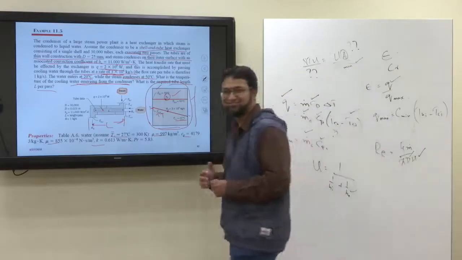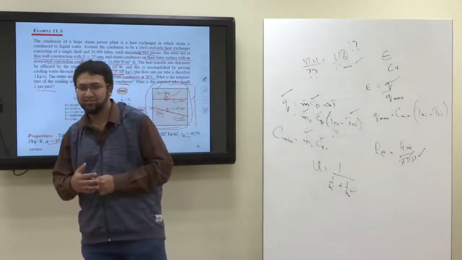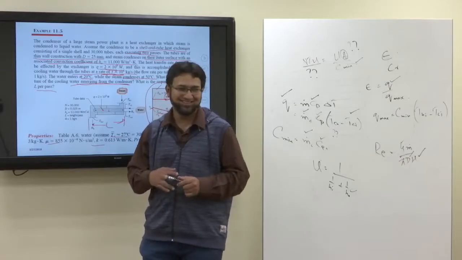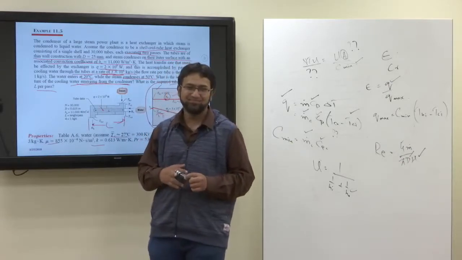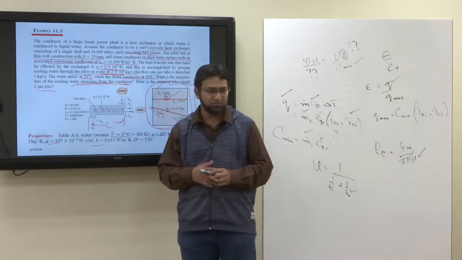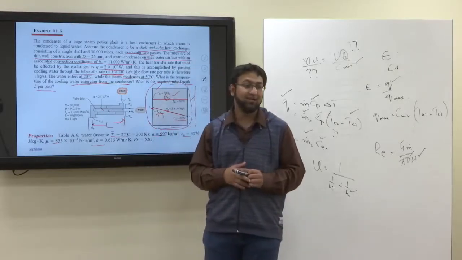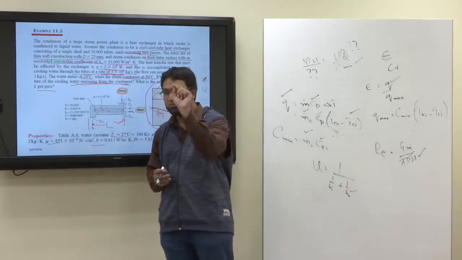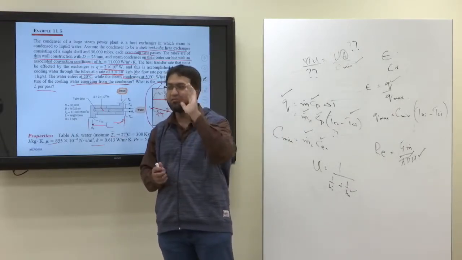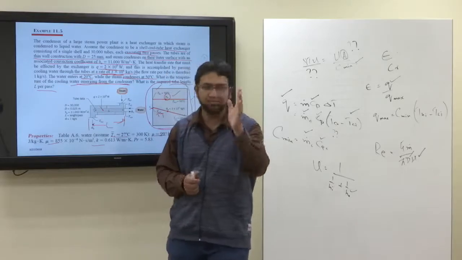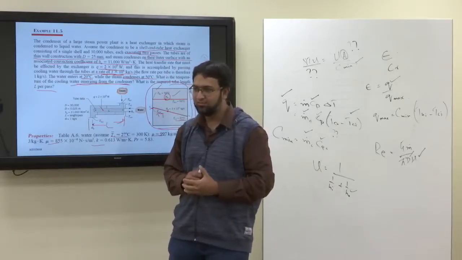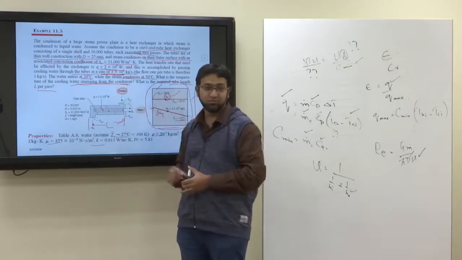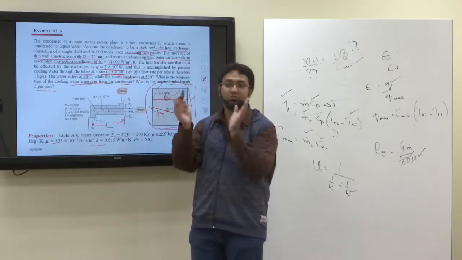For the cold fluid, this is the total mass flow. You want to find out the Reynolds number in a tube. That's how you find out whether the flow inside the tube is laminar or turbulent, right? So this is the total mass flow rate of the cold fluid in all the tubes.